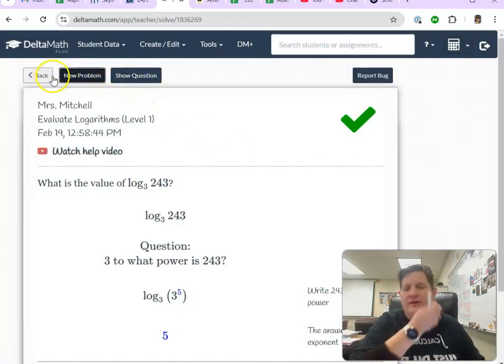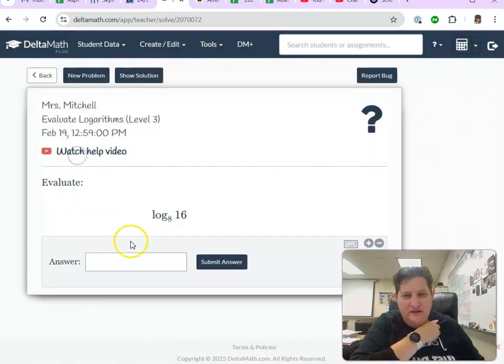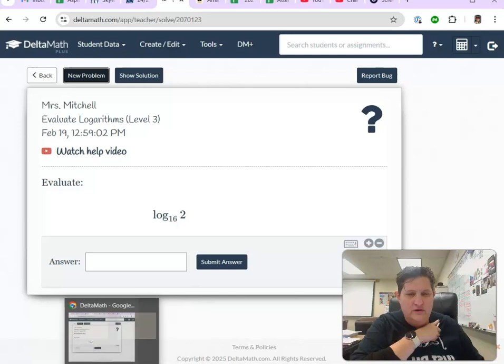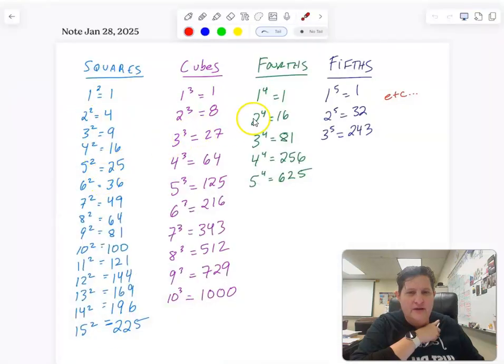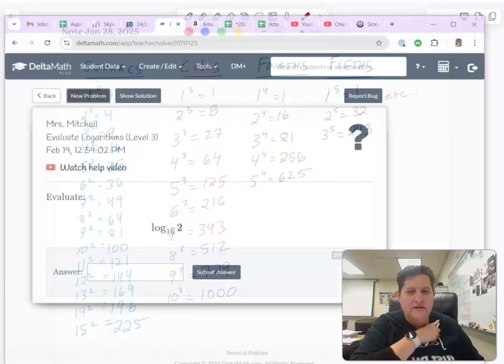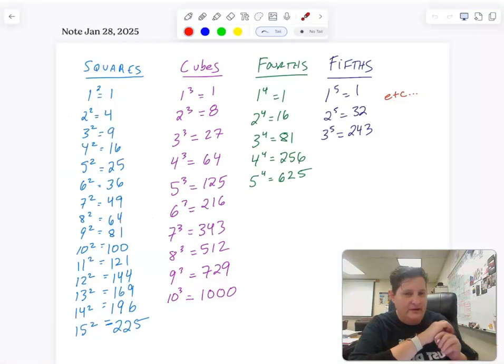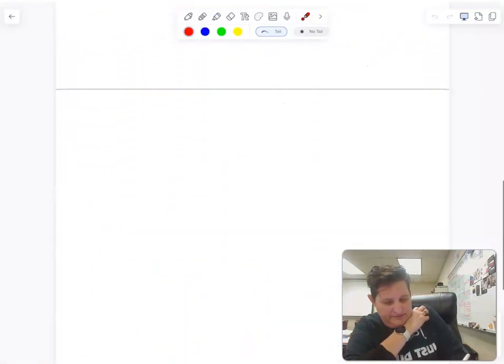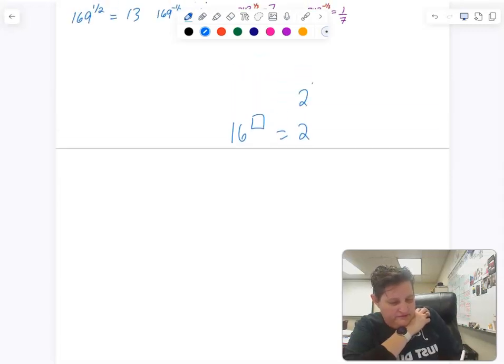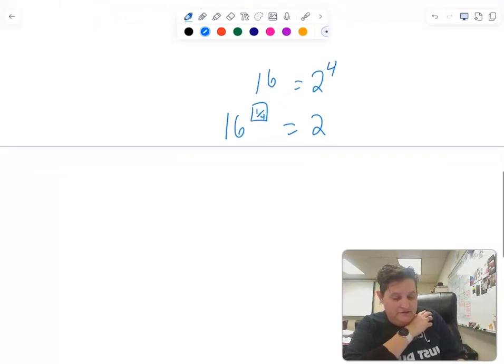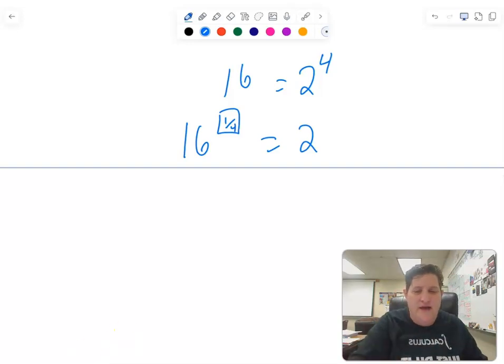Now, where they get a little tricky, and I sometimes have to advance through a few until I find one that works. Okay, something like this. Log base 16 of 2. Now, okay, on our chart, I know from right here, 2 to the 4th is 16. But this is asking me go 16 to the what is 2. All right, so I'm doing like this. 16 to the what is 2. Well, the way it works is if 2 to the 4th is 16, to go the other way, 16 to the 1/4 is 2. Alright, so that's how we go back and forth with that.